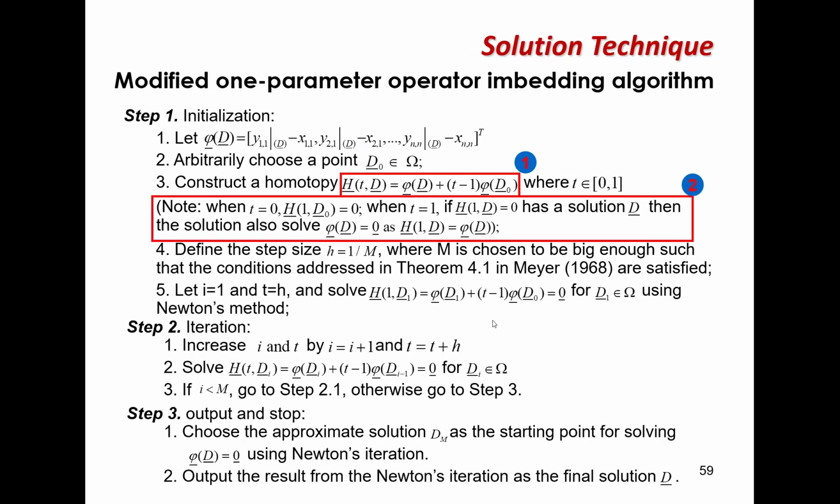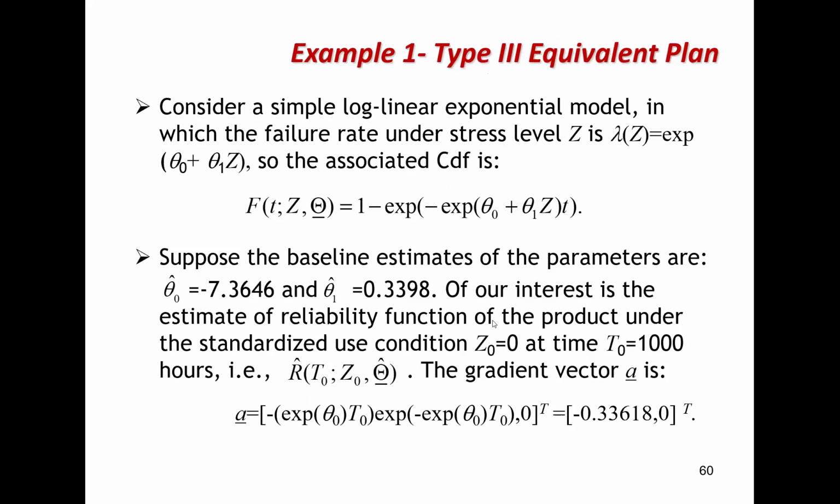You can, as long as the type 3 equivalent plan exists, use this method to find the type 3 equivalent plan. Now, let me give you one example. Consider a simple log-linear exponential model, where the failure rate under stress z can be expressed as lambda(z) equals exp(theta 0 plus theta 1 z). So the cumulative distribution function can be expressed as follows.